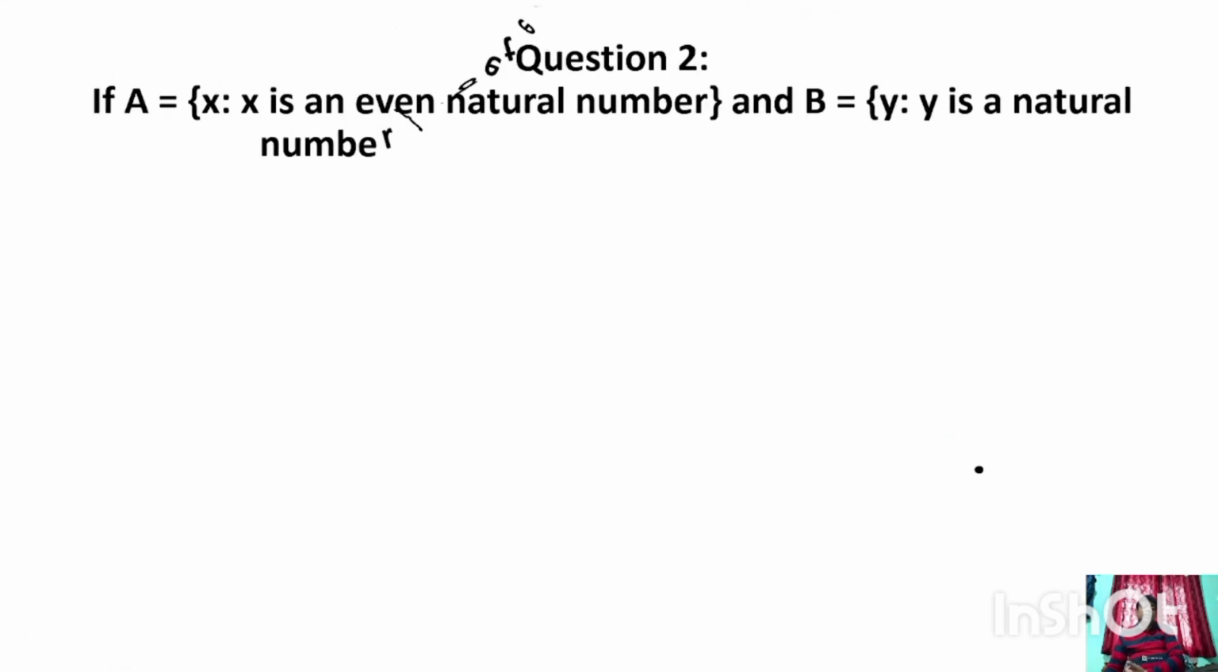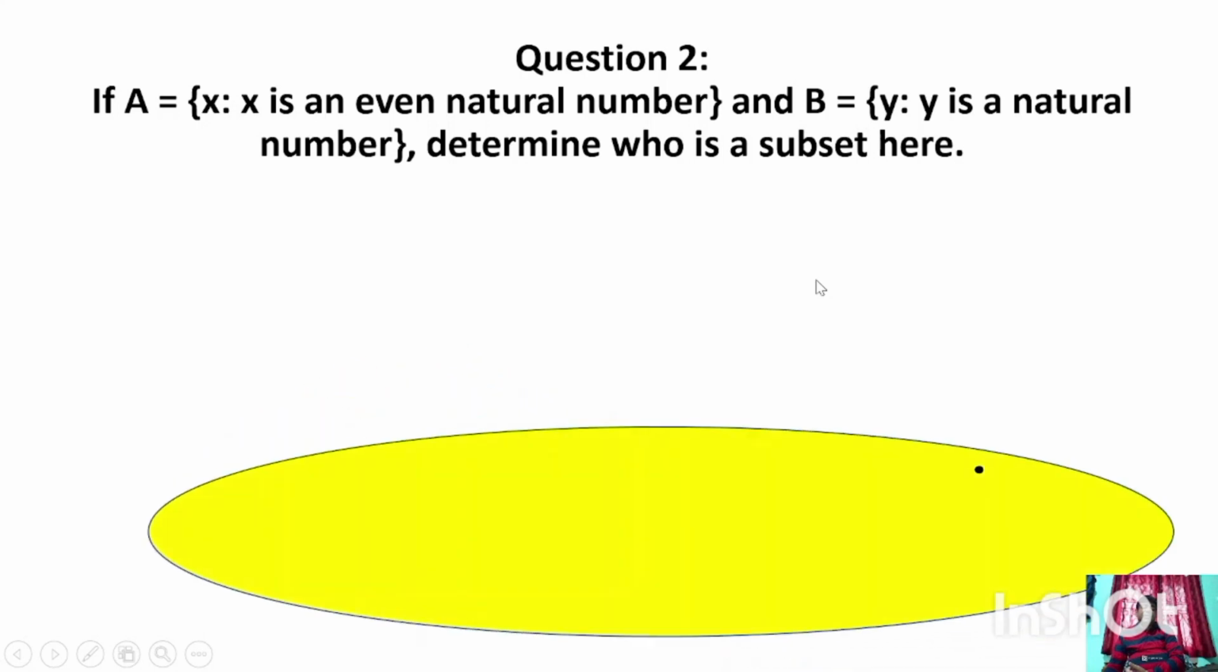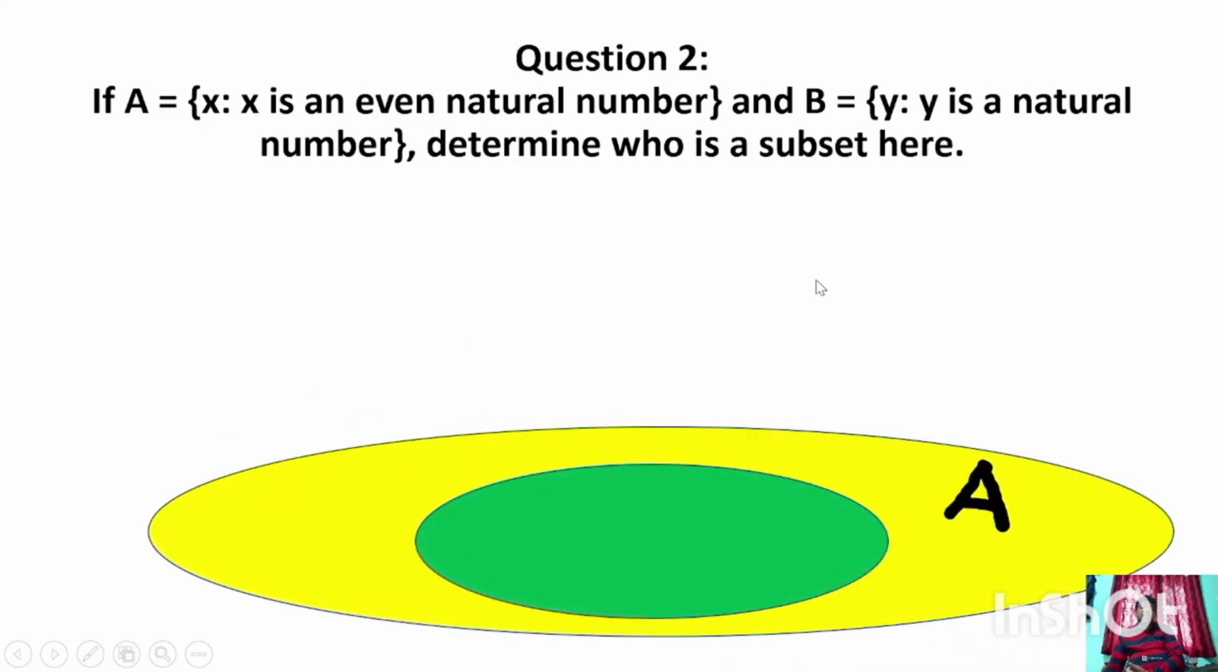Another question I am discussing here. The set A is equal to {x such that x is an even natural number}. The set B is equal to {y such that y is a natural number}. Determine which is the subset here. Look at the Venn diagram. Here is the set A, and the green part is set B, the green oval structure. Clearly, the green oval structure is inside the yellow oval structure. It means all the elements of B are in set A.